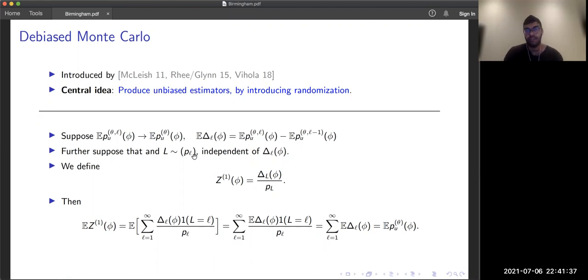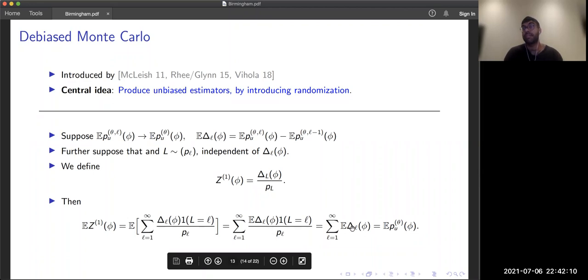Okay, so if you define Z of 1 to be this quantity on the right-hand side, then if we're interested in the expectation of this quantity, we can express it in this form, where the numerator is essentially just an indicator function of big L being little l. Through this, the expectation is just the quantity inside, and the small p of L cancels with this numerator. What we get at the very end is a summation of the expectation of delta L.